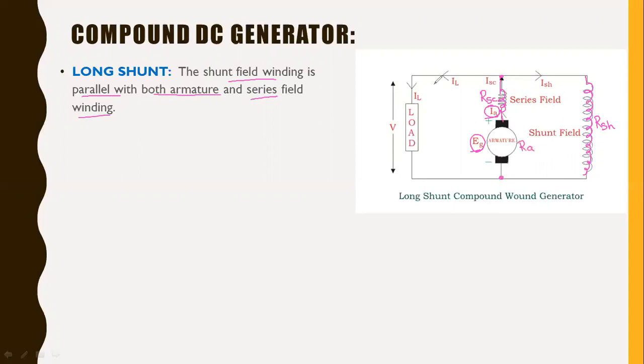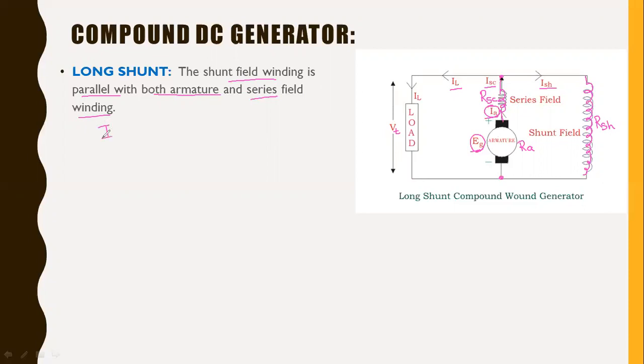Other things, as I have already discussed earlier, we already know what is IA. IA is the armature current, ISC is the series field current, ISH is the shunt field current, IL is the load current. And this is the terminal voltage, which is VT. And then EG is the induced EMF in the armature. So let's derive the expression for current first of all.